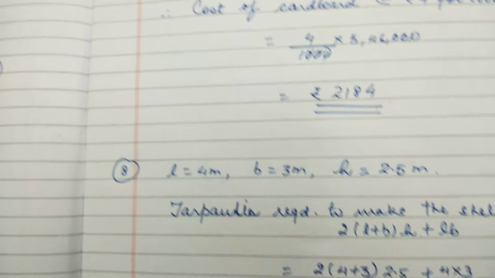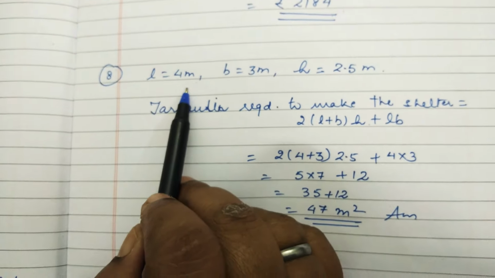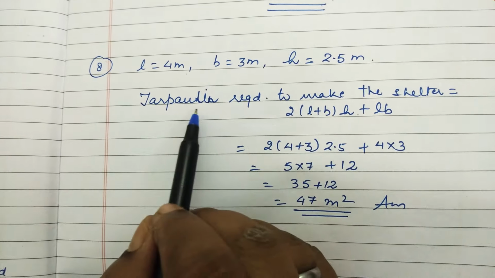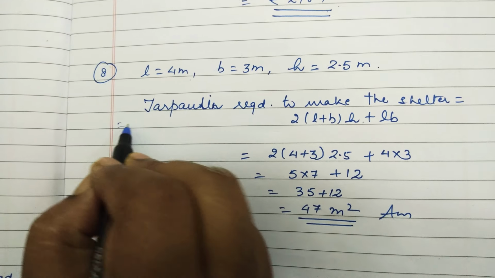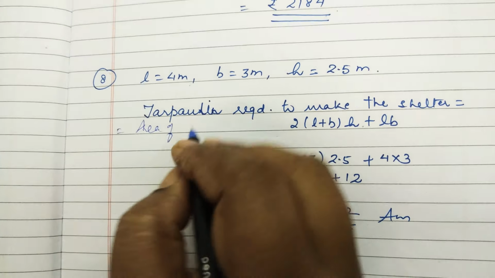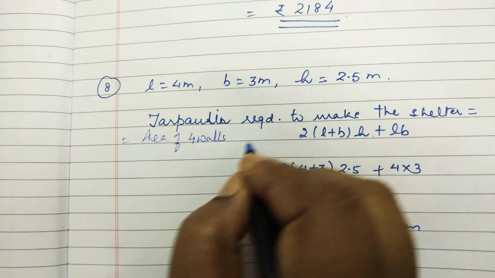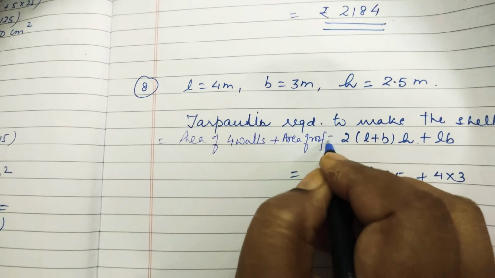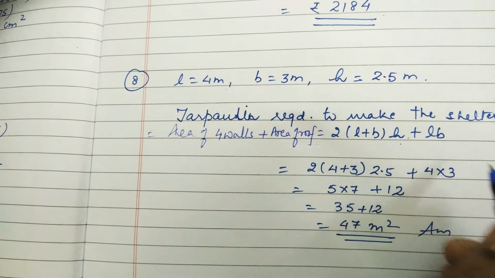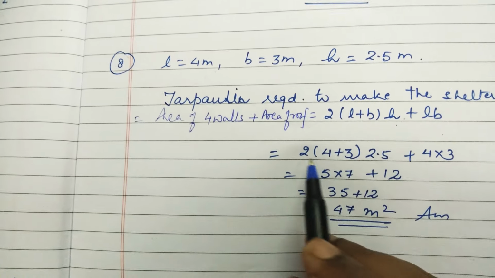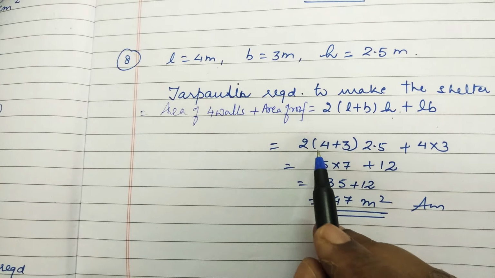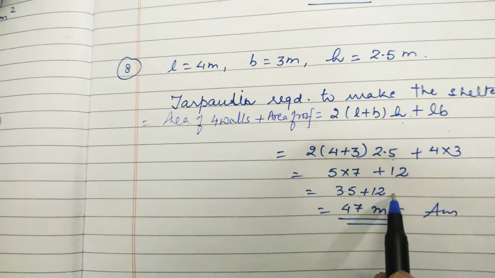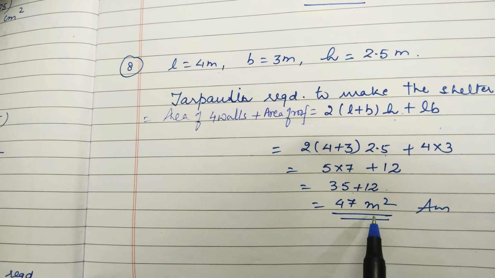So the dimensions given are length 4 meter, breadth 3 meter, and height 2.5 meter. So tarpaulin required to make the shelter will be equal to area of 4 walls, means lateral surface area, plus area of roof, that is equal to 2(L plus B) into H plus LB. Just put this in the formula. Just write down 2 into (4 plus 3) into 2.5 plus 4 into 3, that is equal to 35 plus 12, that is 47 meter square.